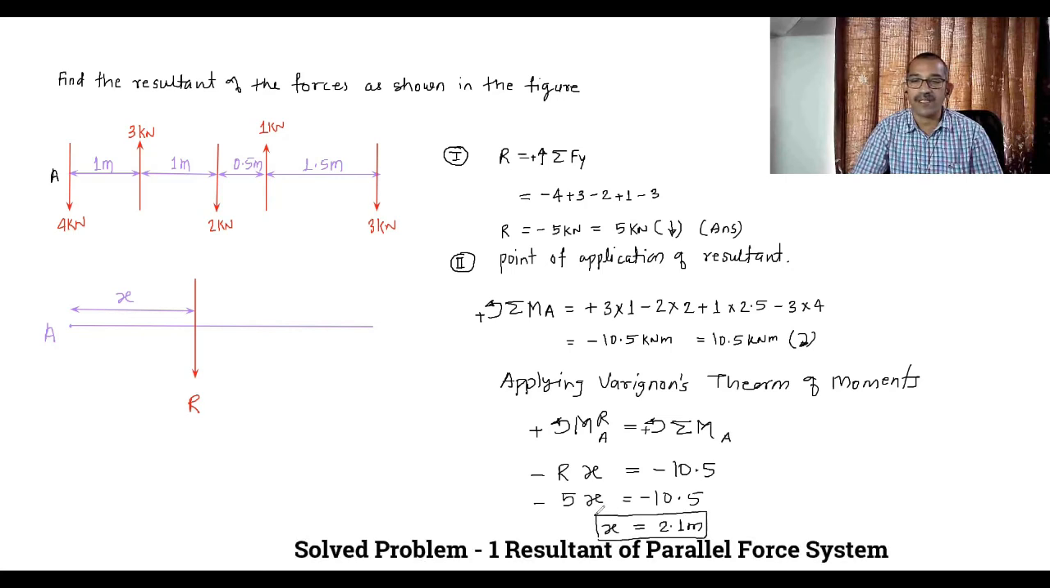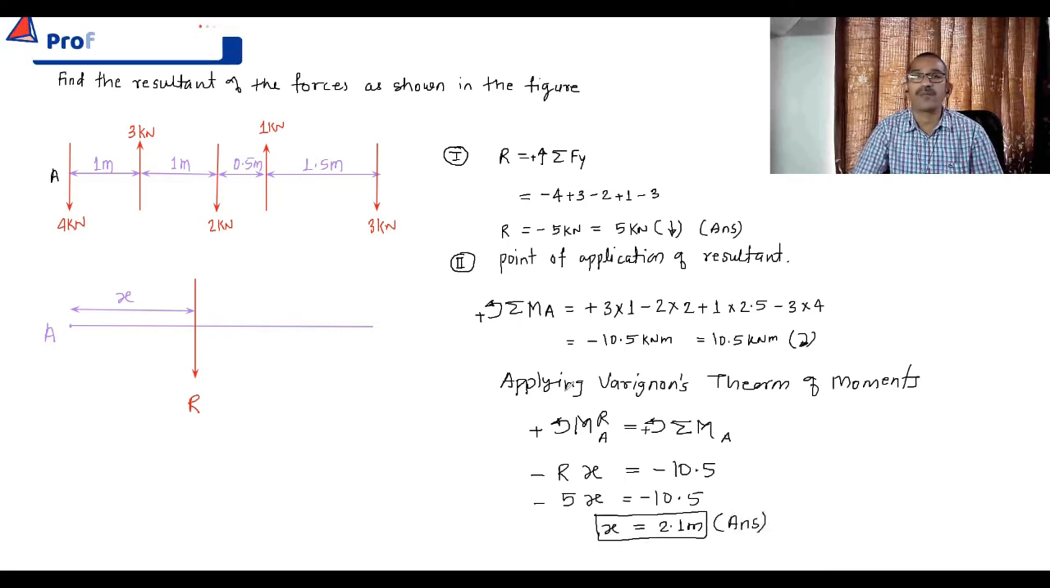The resultant we already represented in the figure is on the right side of point A. So this is the magnitude and the next one is the distance. So when we find the resultant of a parallel force system, you have to find the magnitude, direction and point of application. Thank you.